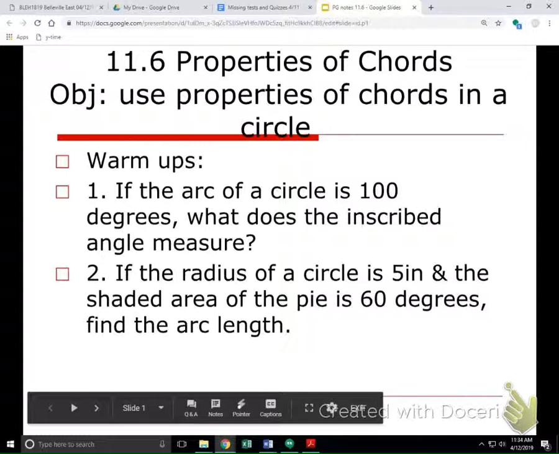So you take the 100 divided by 2. Remember that's the intercepted arc, half of it is the inscribed angle, and so that is going to be 50 degrees. Nice job. Over here we have, what is the radius, or if the radius of the circle.